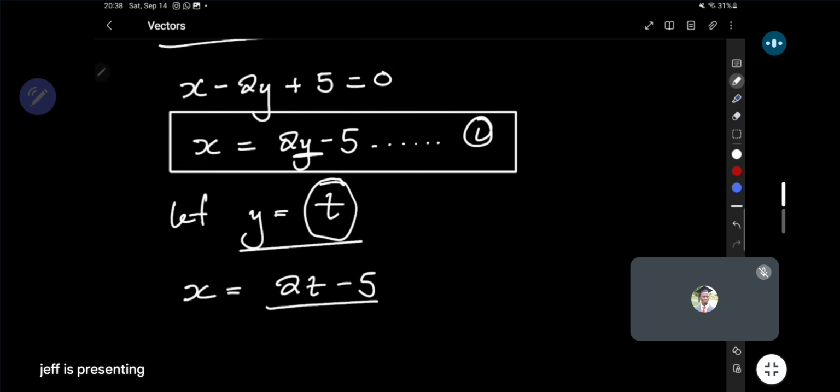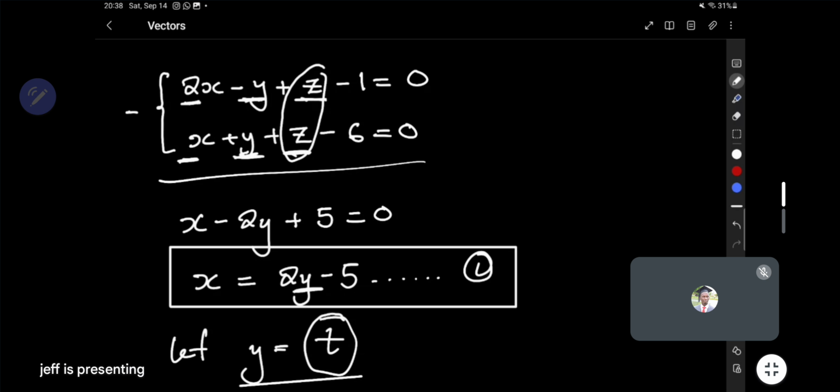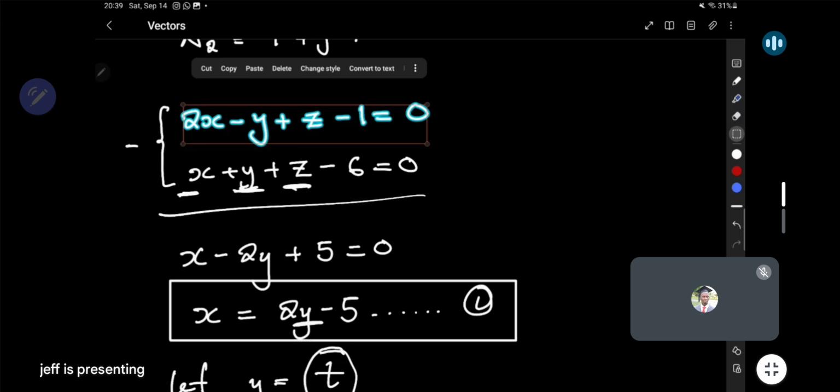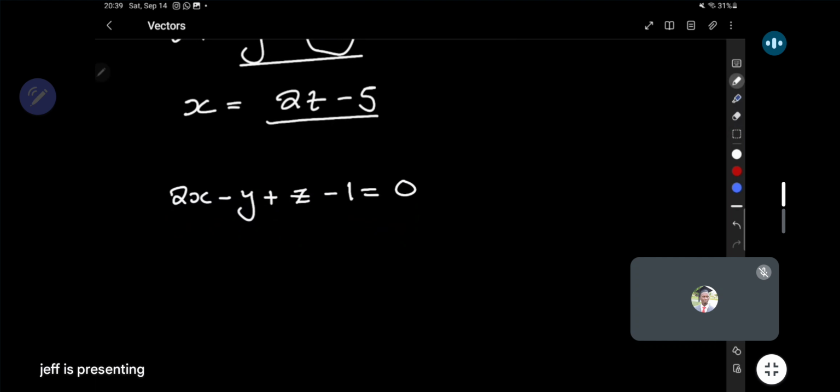And to get what z is, I will just go back to the original expression. We can just pick one of these expressions. You just pick one of them. We can get the first one. And for that first expression, where there's x, we'll put 2t minus 5. Where there's y, we'll put t. So that we come up with a parametric equation for z.